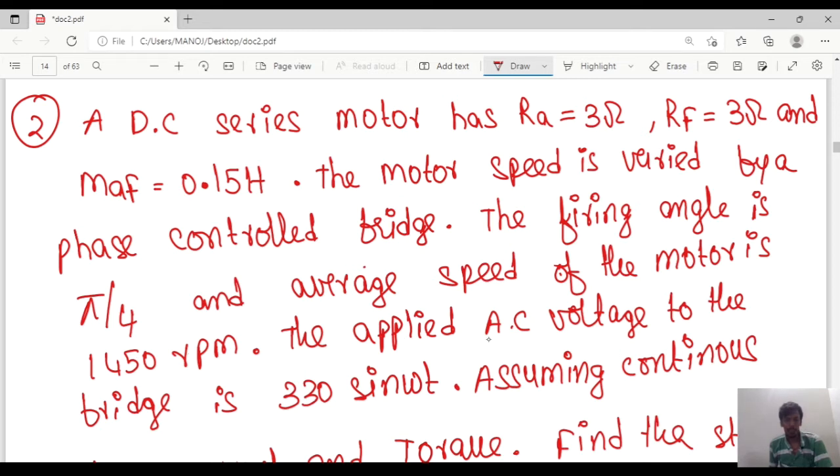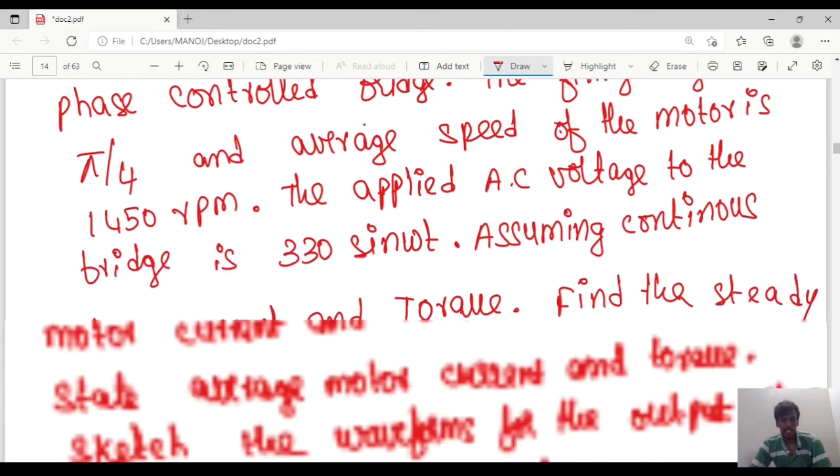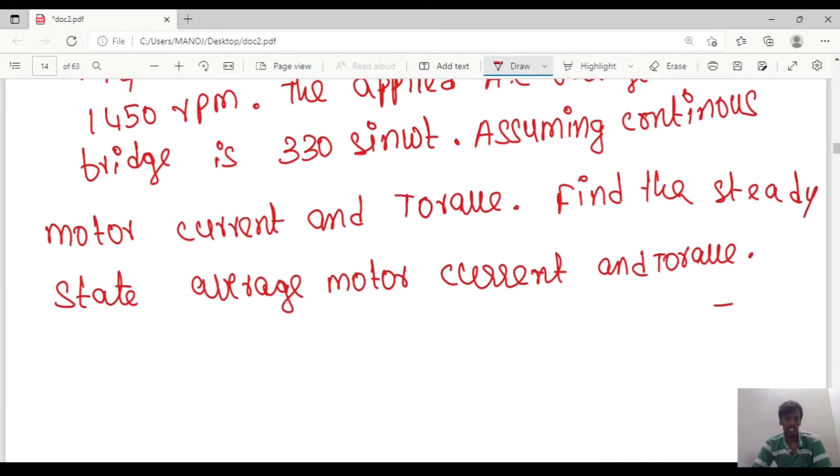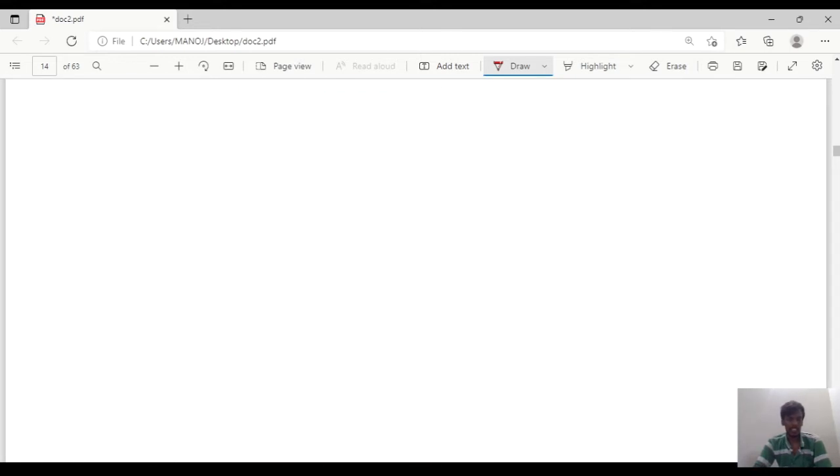The applied AC voltage to the bridge is 330 sin omega t. 330 sin omega t means Vm sin omega t, so the V maximum value will be 330. Assuming continuous motor current and torque, he has asked to calculate the current as well as the torque. Motor current and torque we have to calculate. First we will write the given data.